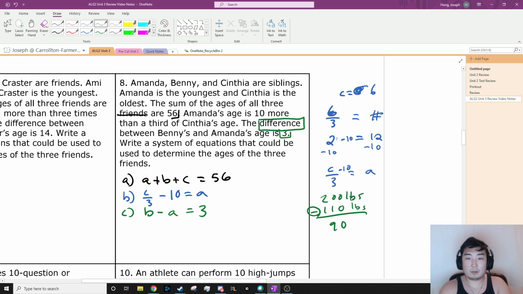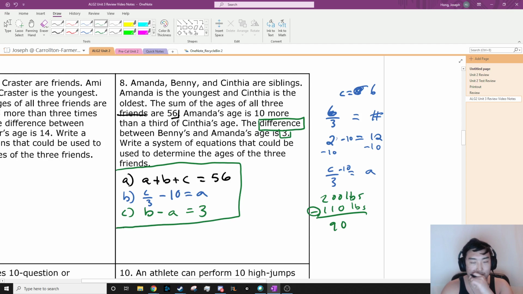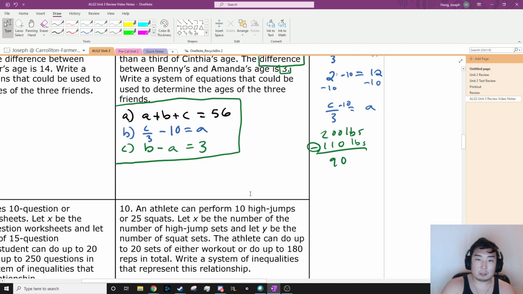So write a system of equations that could be used to determine the ages of all 3 friends. So once again, I'm looking at the story and I'm writing just the equations. It's not asking me to solve. Just like your 3.5 homework, you had some questions about representing a story and making it into algebraic equations. This is super important when you want to use matrices.